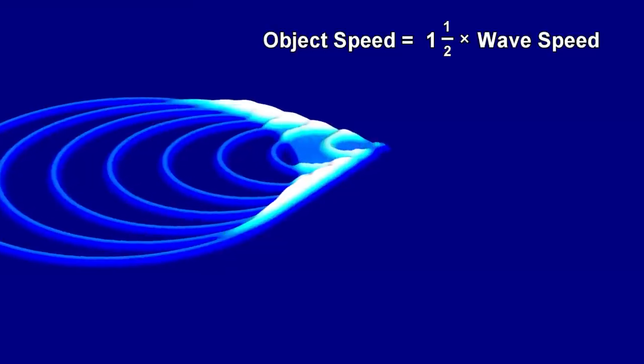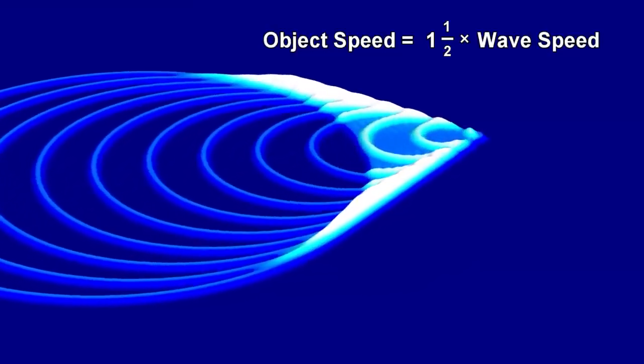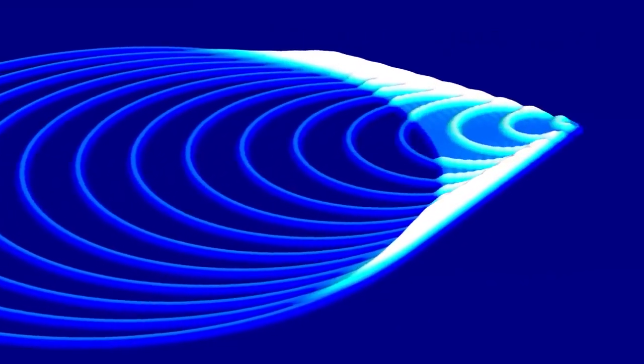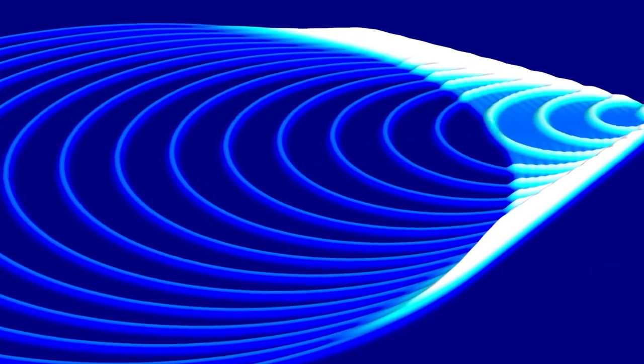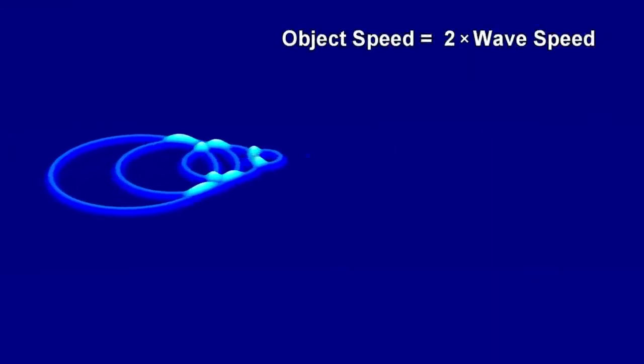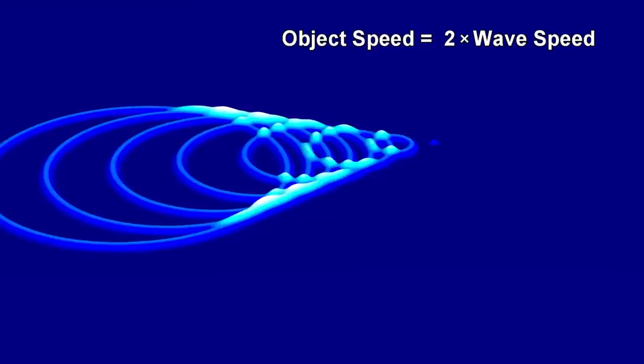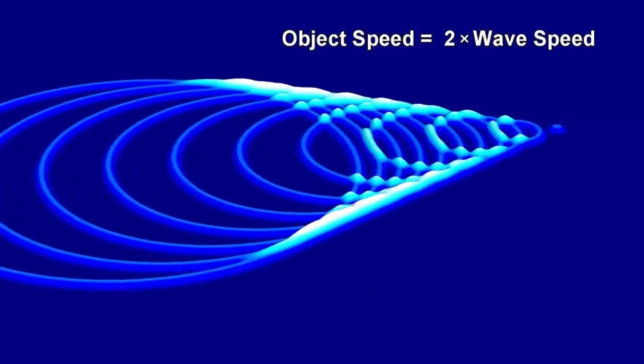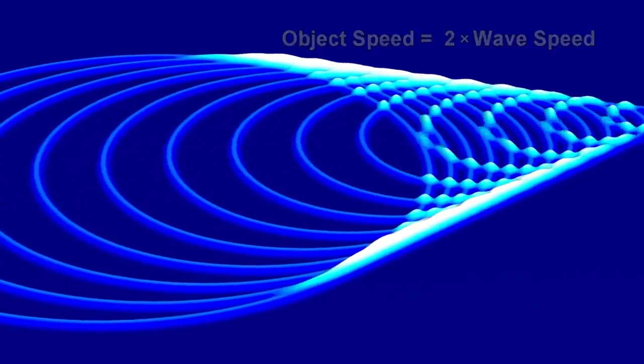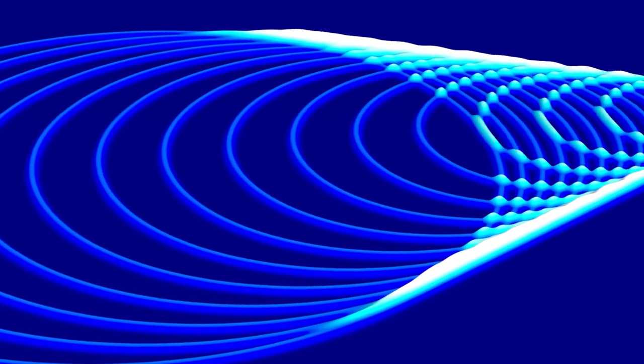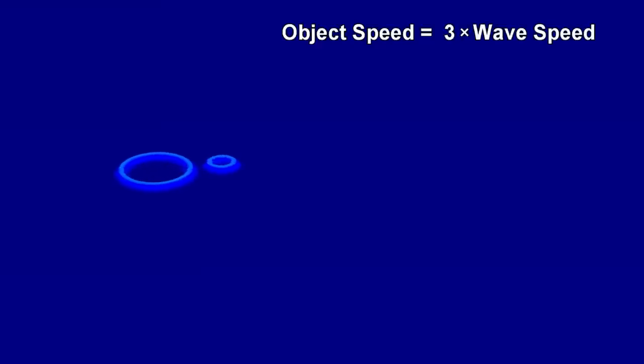If the object moves faster than the speed of sound, the pressure waves pile on top of each other into a shock wave in the form of a cone. The angle of this cone depends on the ratio of the speed of sound to the speed of the object. The shock wave we feel when this cone passes us is what we refer to as the sonic boom.